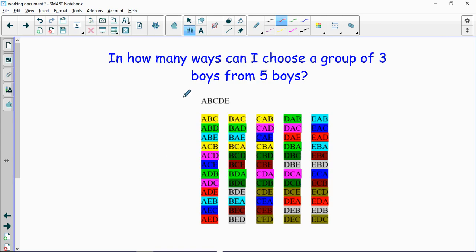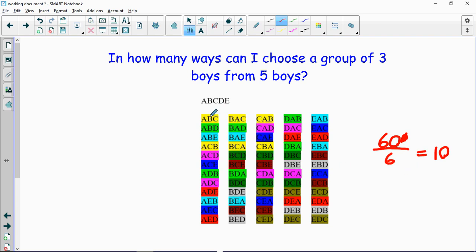However, this question here, in how many ways can I choose a group of 3 boys from 5 boys? That group must be counted in exactly the same way as that group, and that's why I've shaded all those ones yellow. So you see, there are 6 times as many if we are concerned with the order. If I'm counting a combination, I just want to count that once. So this answer of 60 that I had previously would need to be divided by 6. So there are only 10 different ways I can choose a group of 3 boys from a group of 5 boys.